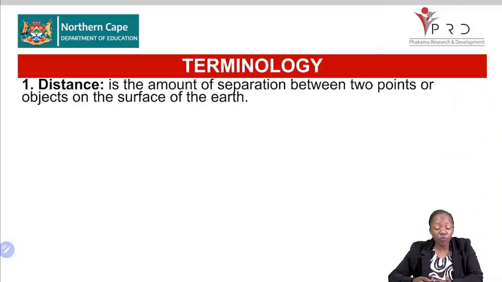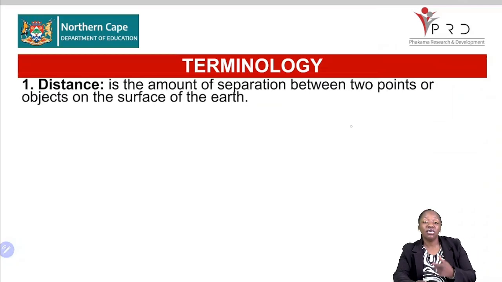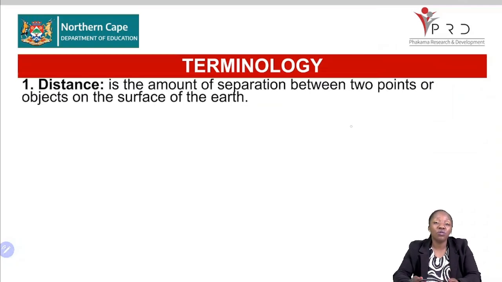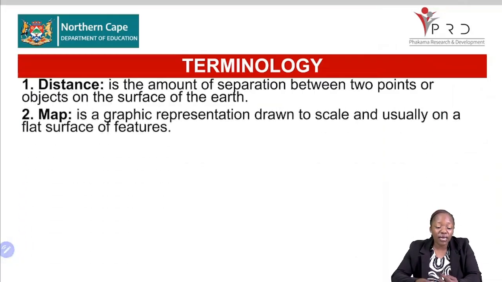So number 1, we need to learn what is a distance as we calculate this distance. So distance is the amount of separation between the 2 points or the object. Remember, the distance will always be calculated on 2 points or 2 pictures. So it's that amount of separation between those 2 points as well as the object on the surface of the earth.